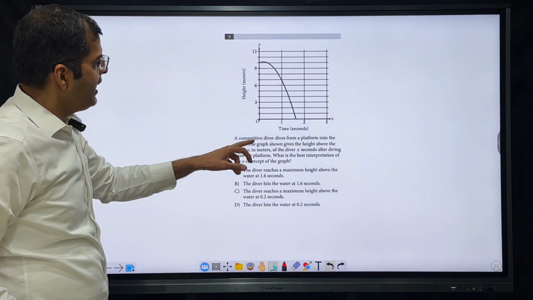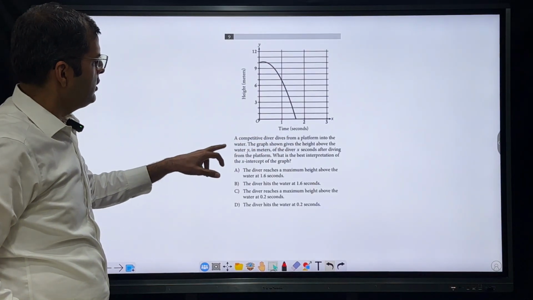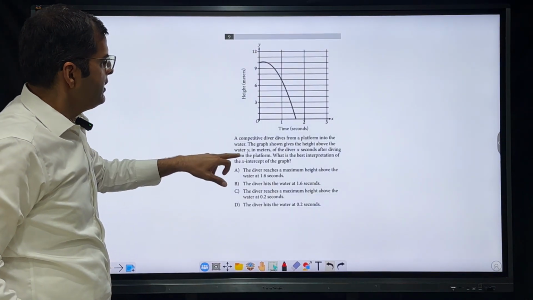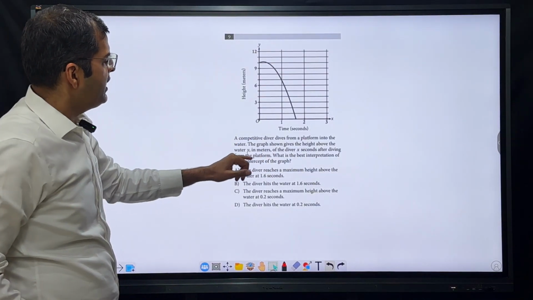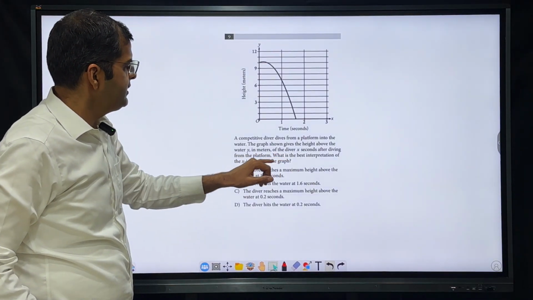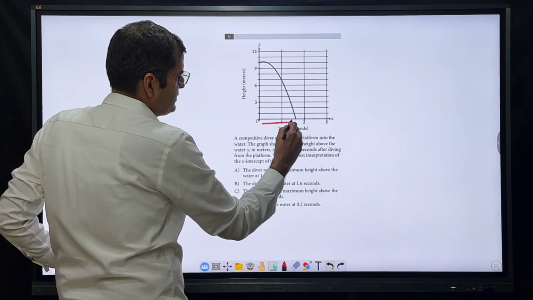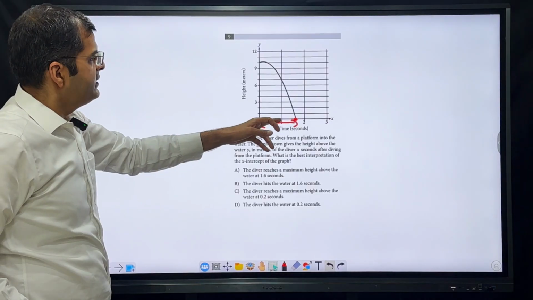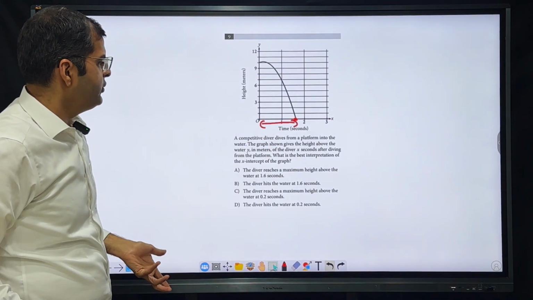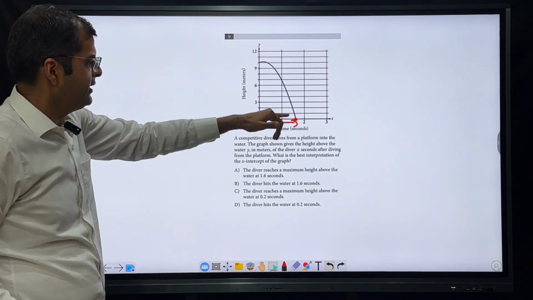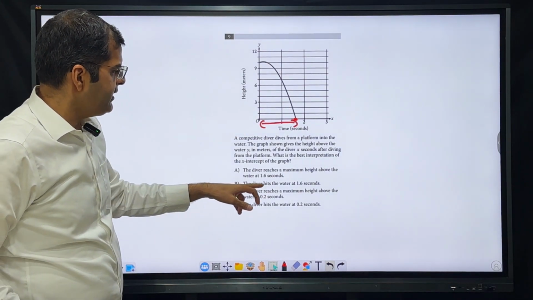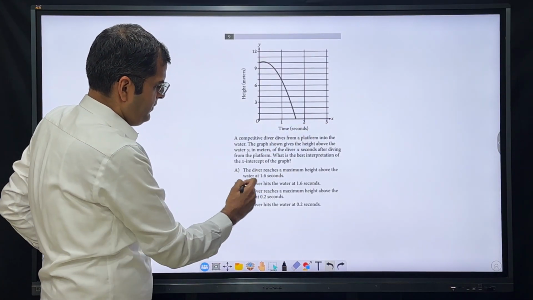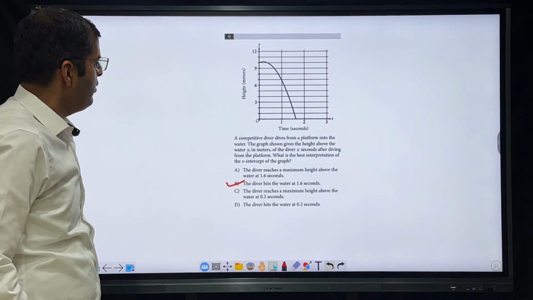Here it says a competitive diver dives from a platform into the water. The graph shown gives the height above water y, in meters, of the diver x seconds after diving from the platform. What is the best interpretation of the x-intercept? This is the x-intercept, the point where the graph meets the x-axis. So what does the x-intercept mean? It means that at this second, the diver actually reached the water or hit the water. So option B says the diver hits the water at 1.6 seconds, which is correct. If you look at it, this will be 1.6. The diver hits the water at 1.6 seconds. Option B is the correct answer.